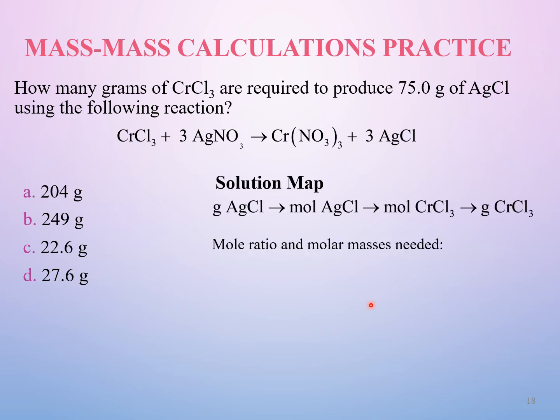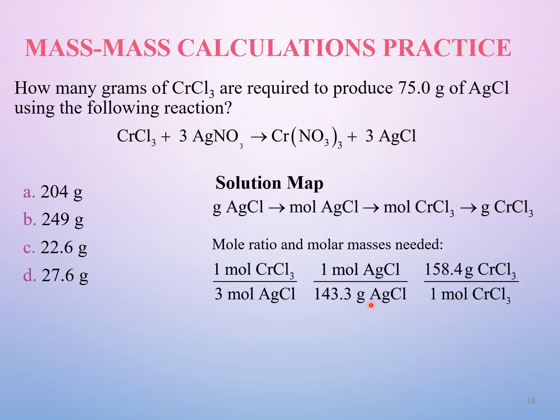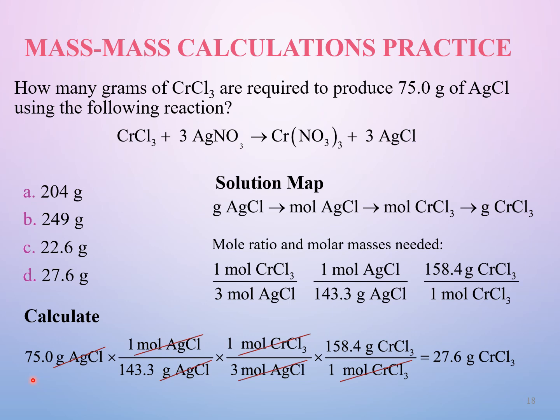So molar mass will be added from the periodic table. So these are the molar masses that we have here. And let's go ahead and put it in calculation. So we start with 75 grams, turn it to moles. So AgCl grams on the bottom cancel off. And then we do the mole to mole ratio. AgCl gets canceled off. Now we have moles of CrCl3.